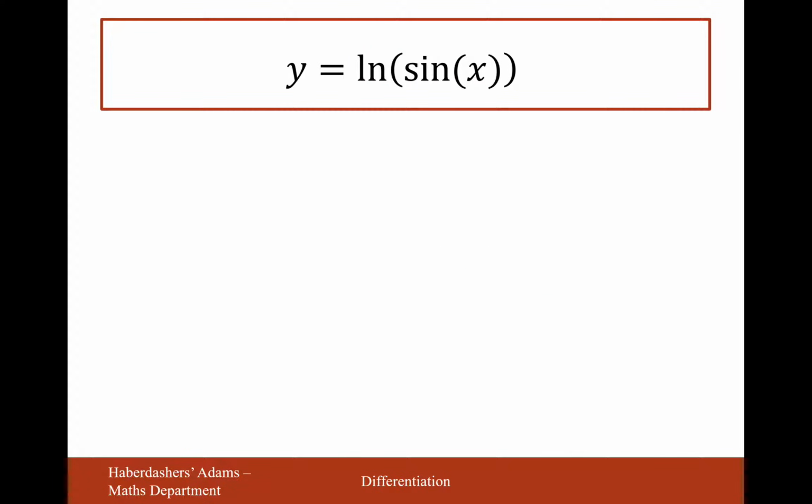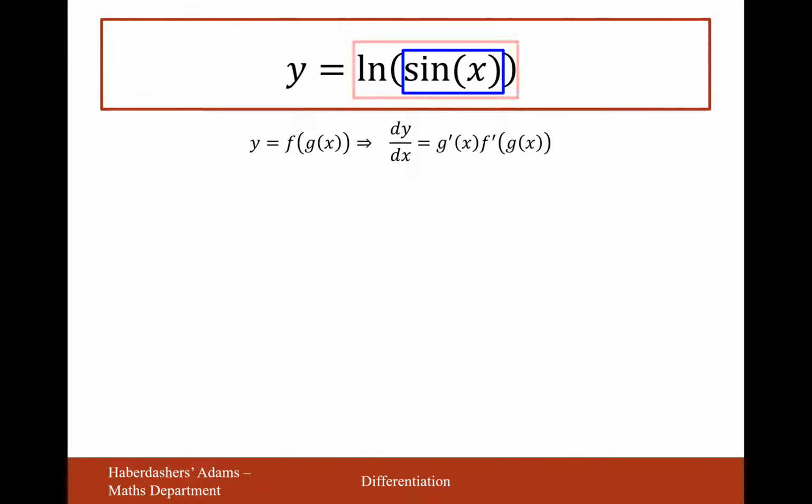Okay, so here we have y equals ln sine x. So here we clearly have one function inside of the ln function. So here the sine x function is the inside function and ln x is the outside function. So let's get started differentiating this.